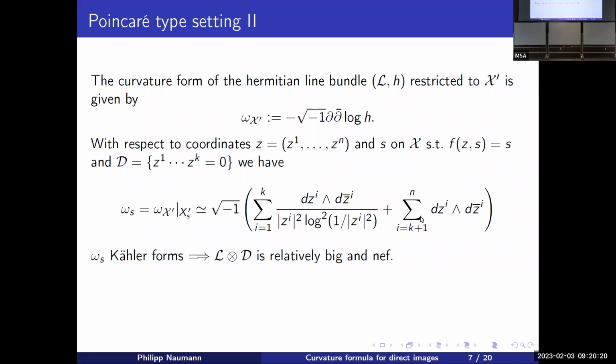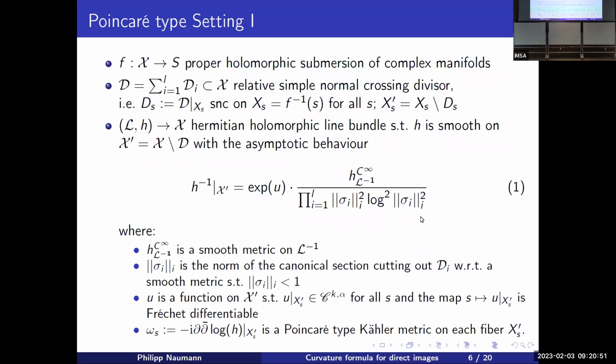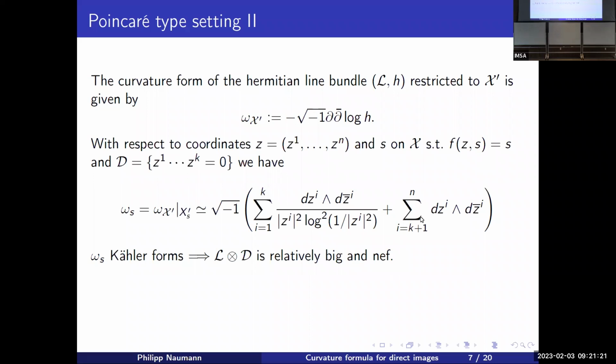And when I want to see what this means on the compact fiber, this means that this line bundle L tensor D, L plus D, is relatively big in F, because when we go back to the expression of H and compute dd^c log of it, its curvature, the log term in the denominator gives the Poincaré type metric. The other thing in front of it, the sigma_i norm squared, gives a current of integration along the divisor, which goes away when you restrict to the open part. It gives minus the current of integration, so I need to compensate it. This is why I had to add D. And then I have a metric there which has zero Lelong numbers.